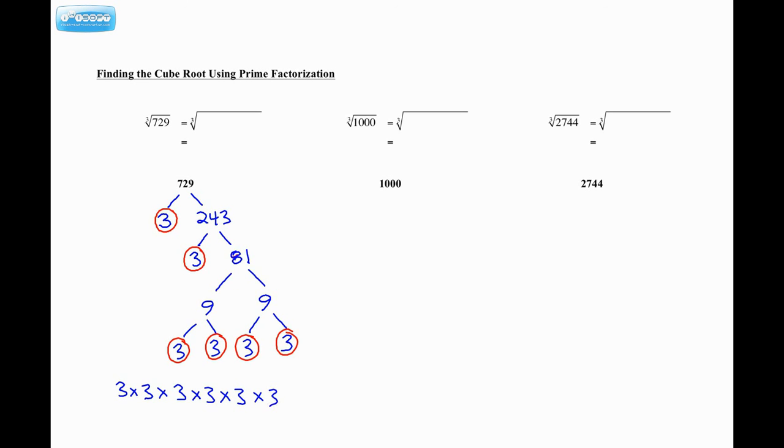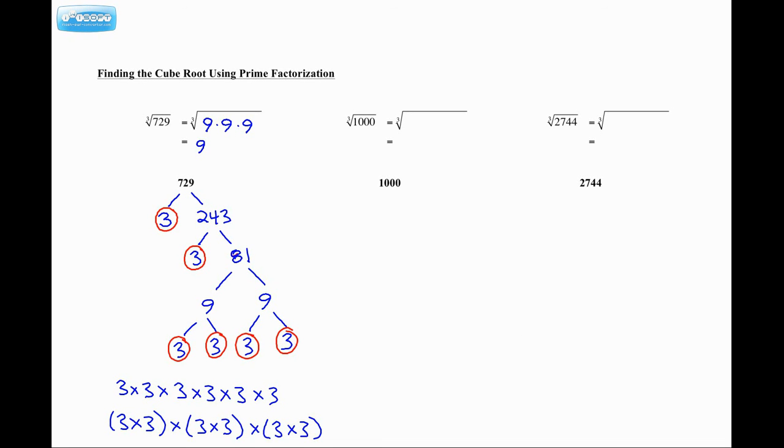Can I create 3 equal groups? Yes, I can. And there we go. And each group is 9. So 729 is actually 9 times 9 times 9. I used a dot instead of the X symbol for times. It means the same thing. So therefore the cube root is 9.